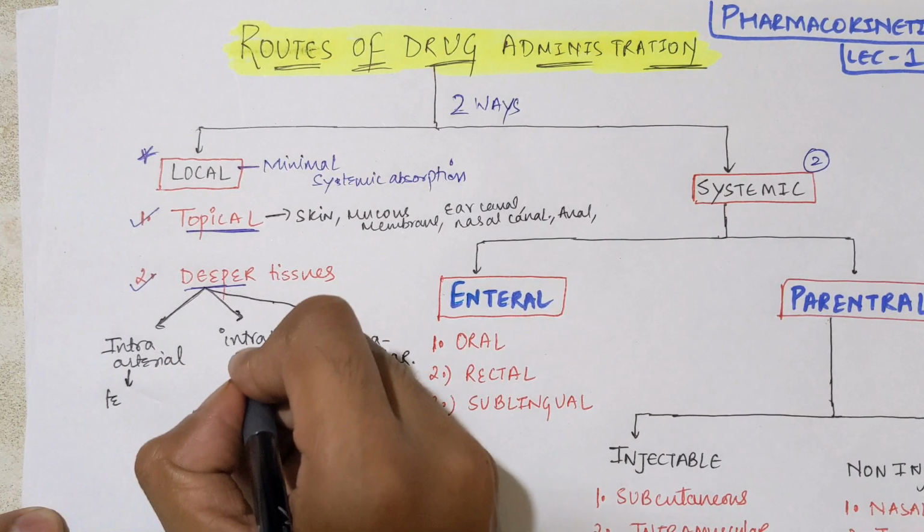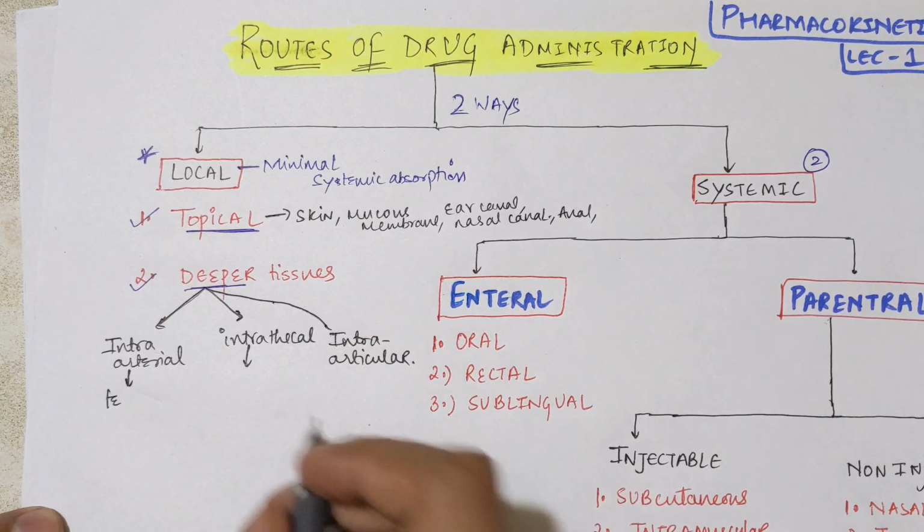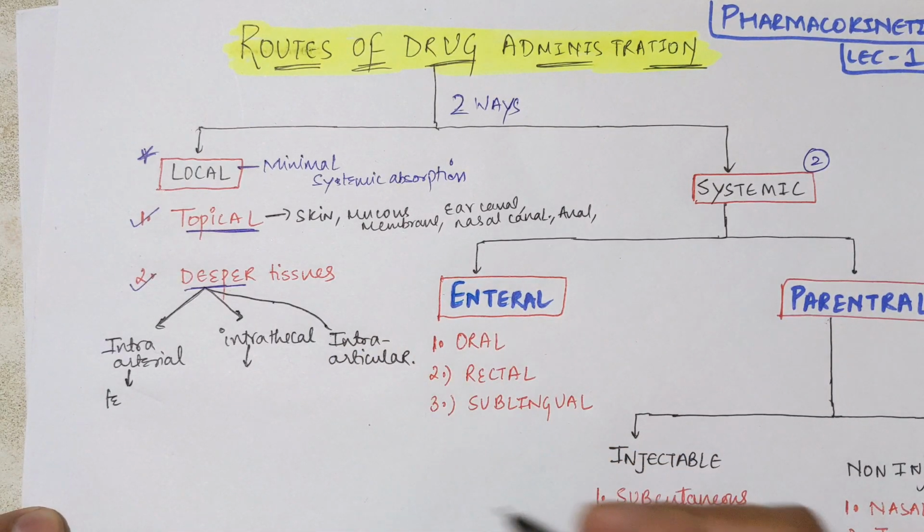Intrathecal is for the areas which are innervated by the nerves, meaning in the CSF.